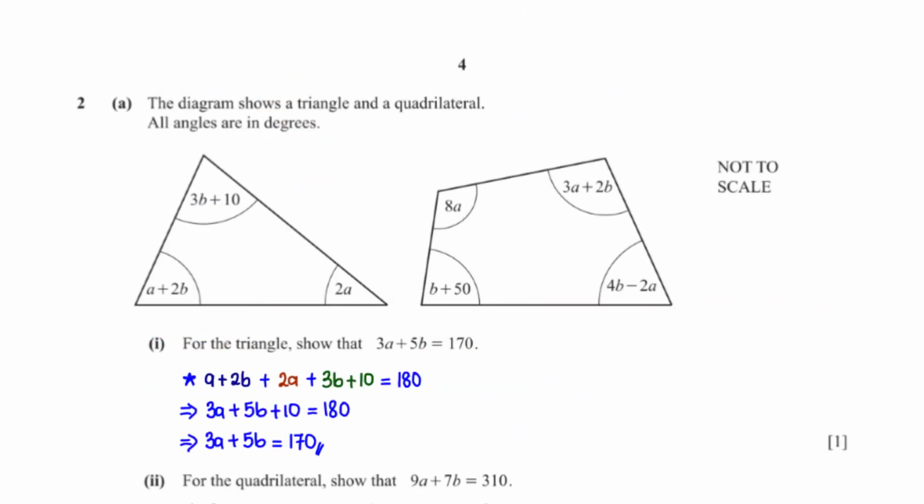The diagram shows a triangle and a quadrilateral. All angles are in degrees.